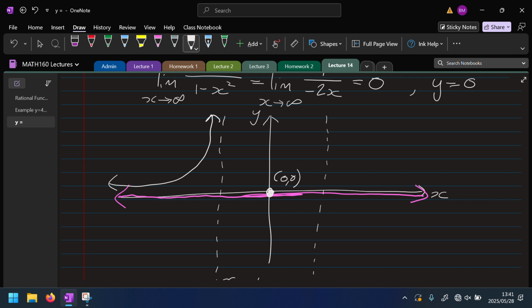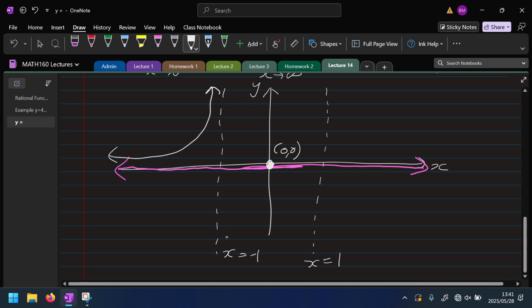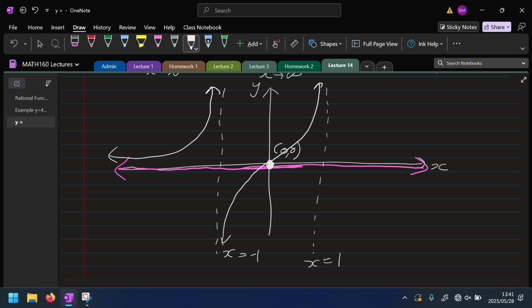Okay, what about between minus 1 and 1? The function must go up. Okay, that's what we know. We don't know anything else. But we do know it passes through the point. So it must go up and it must pass through that point. Well, there's only one thing we can really do. So it can only do this. There's nothing else you can draw that satisfies that condition.